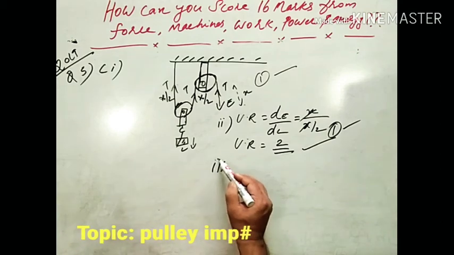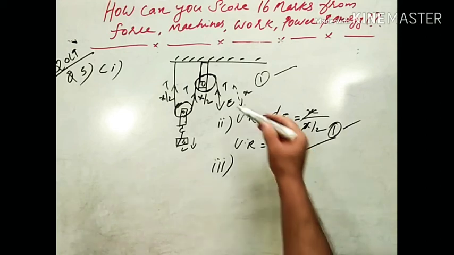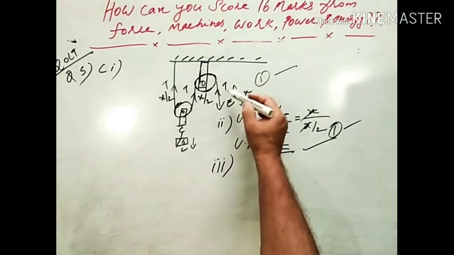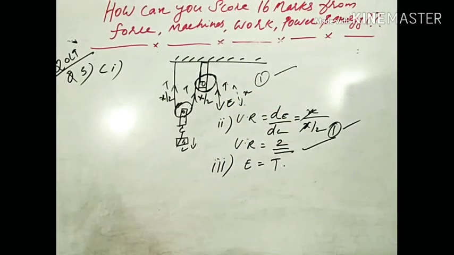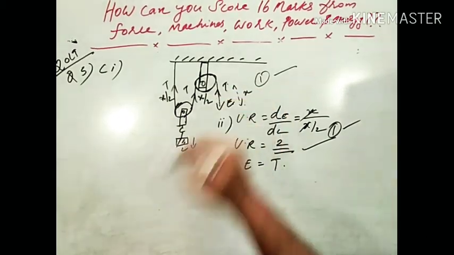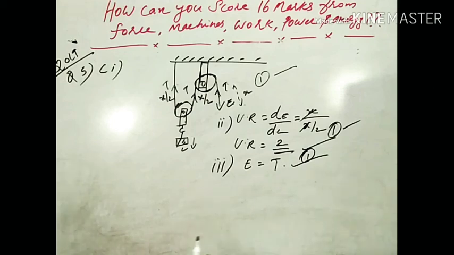Third part. Read the question, don't miss any questions. If the tension acting on the string is T, what is the relationship between tension and effort? Here at the free end, tension is balanced by effort. So I can write effort is equal to tension, E is equal to T, at the free end of the segment. Again you get 1 mark. No need to write any detailed answer. The answer should be up to the point.